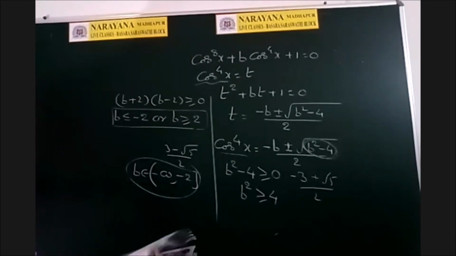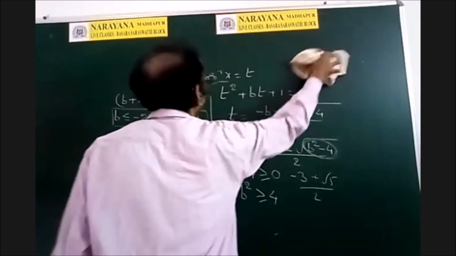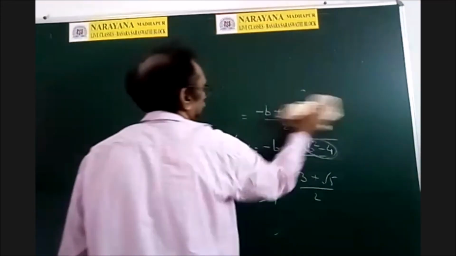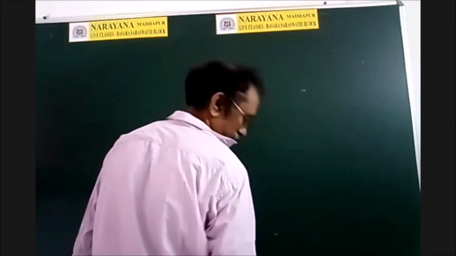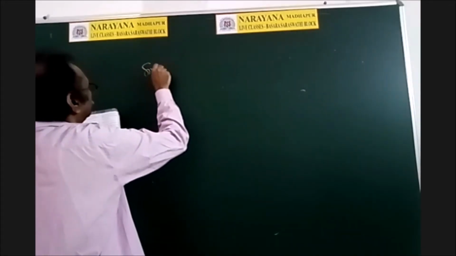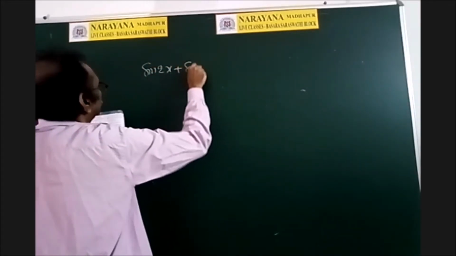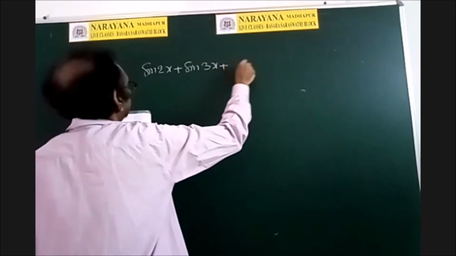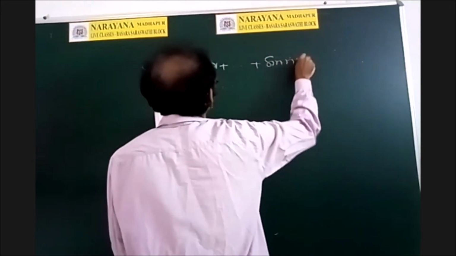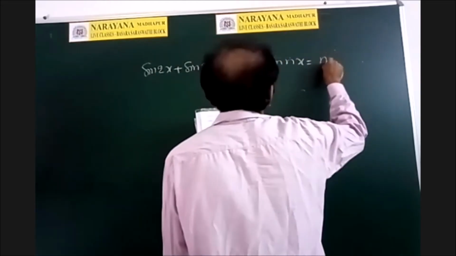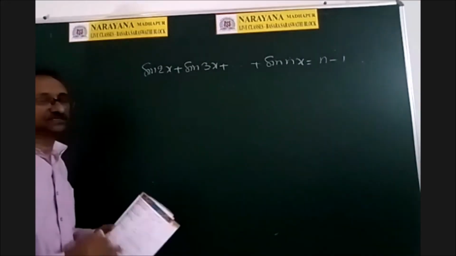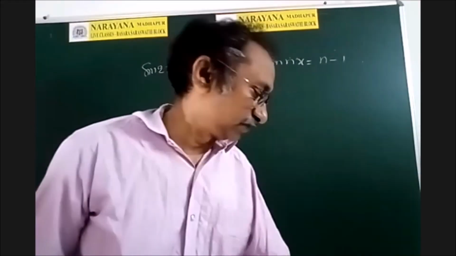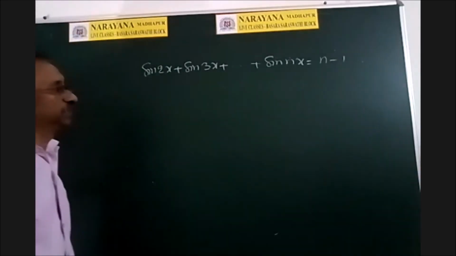See the next question only, 32. Sin 2x plus sin 3x plus sin 4x and so on plus sin nx is n minus 1. Then this equation has how many solutions for any natural number n? This equation has how many solutions?